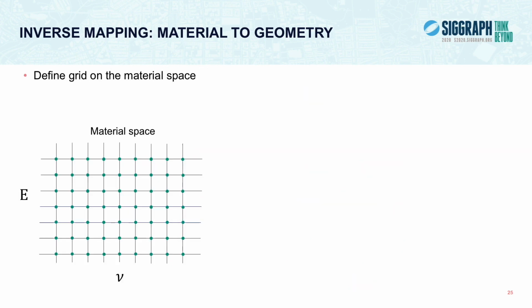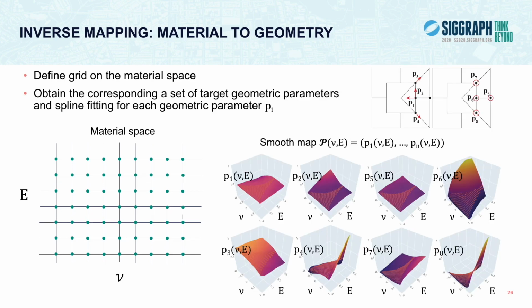But notice that this operation is relatively slow, and it's not viable to do this every time we need to compute the parameters for a given material. So, we pre-compute the data and interpolate it. By defining a grid on material space and running this exact algorithm for all points, we can obtain the corresponding set of target geometric parameters. We observe that the data for every geometric parameter is very smooth and can be approximated by a spline with relatively few control points. This way, the map can be stored in a compact form, a set of 8 2D spline patches for a fixed rhombus angle.